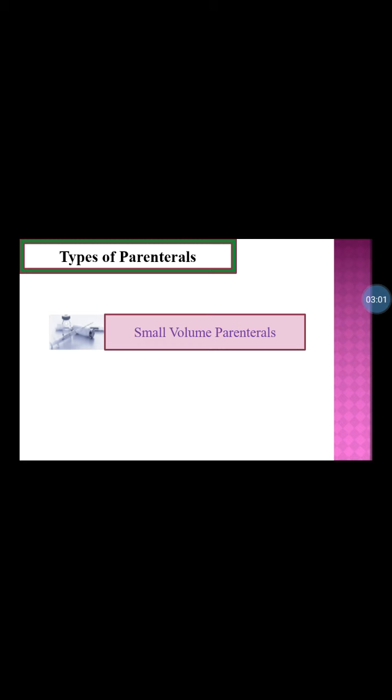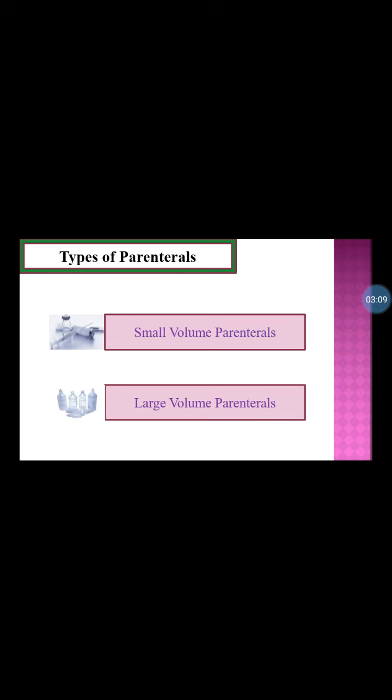Now let's see the types of parenterals. As per the volume, the parenterals are classified into two groups. First one is small volume parenterals, the abbreviation is SVP, and the second type is large volume parenterals, and the abbreviation is LVP. So these two types could be differentiated as follows.